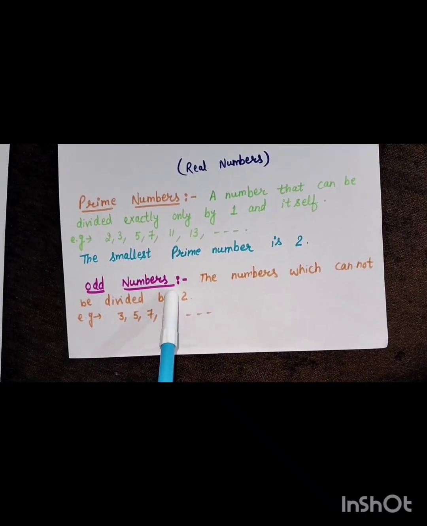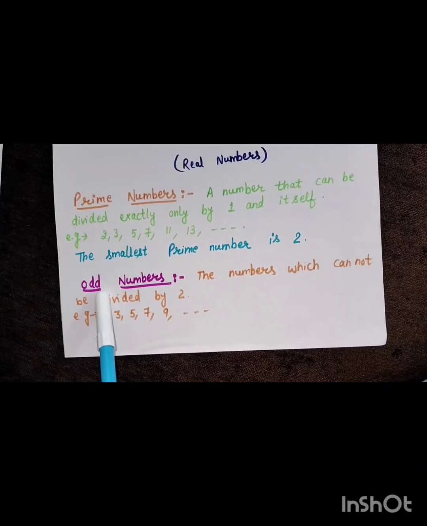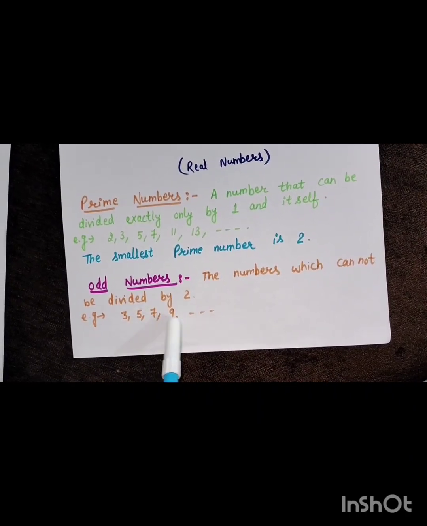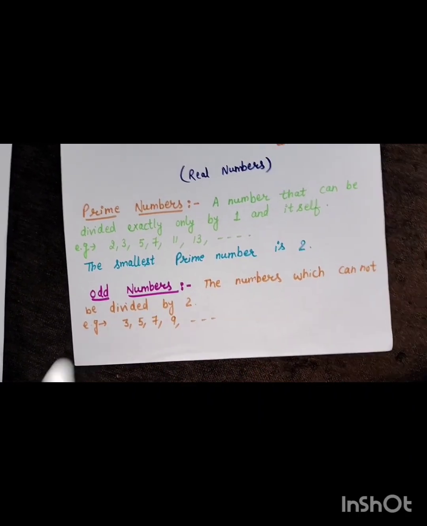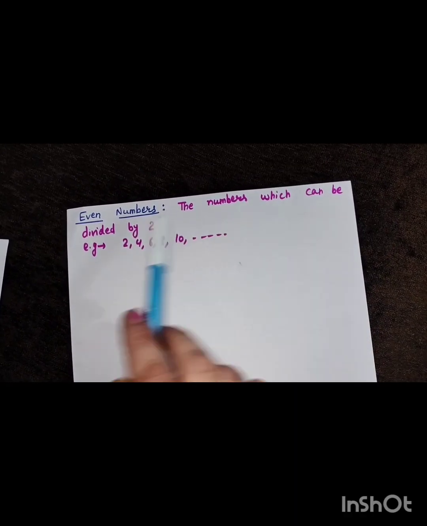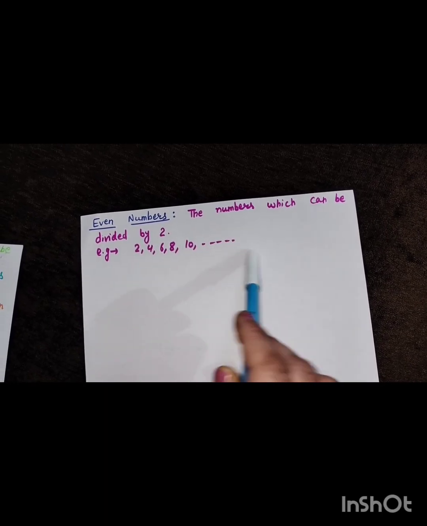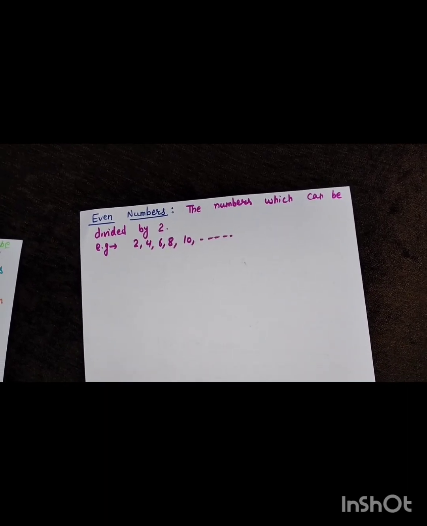Next one is odd numbers. The numbers which cannot be divided by 2 are called odd numbers. For example, 3, 5, 7, 9, 11 are the examples of odd numbers. Next one is even numbers. The numbers which can be divided by 2. For example, 2, 4, 6, 8, 10, 12, etc. are the examples of even numbers.